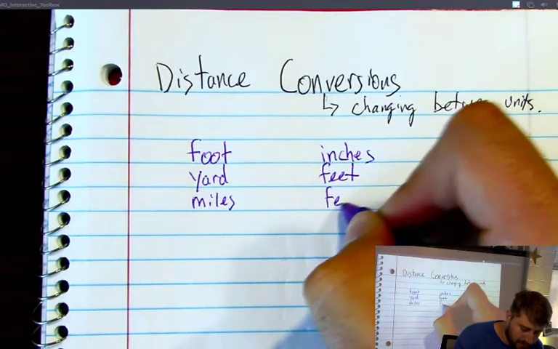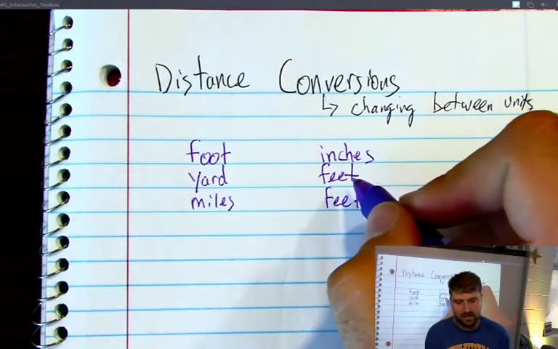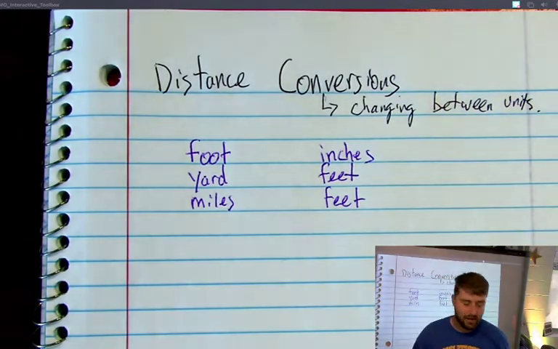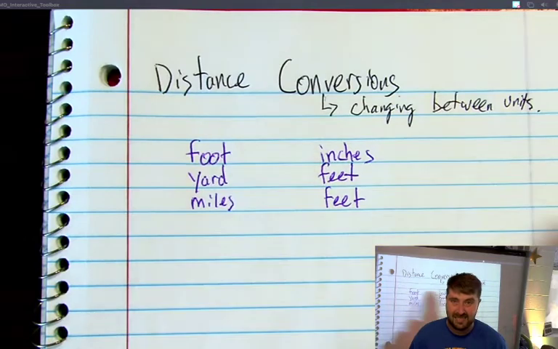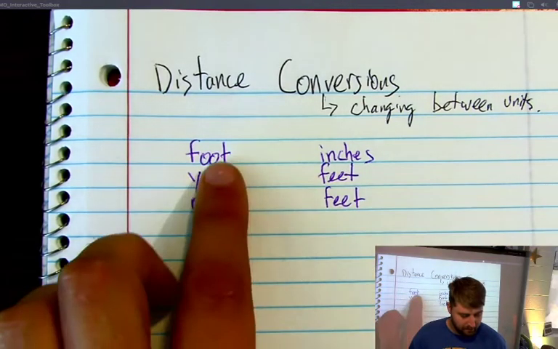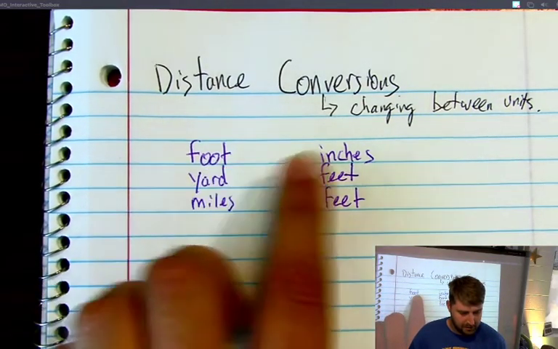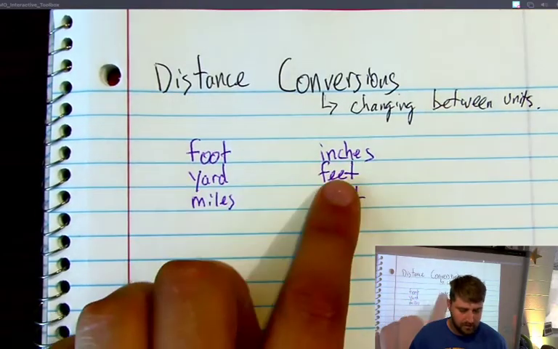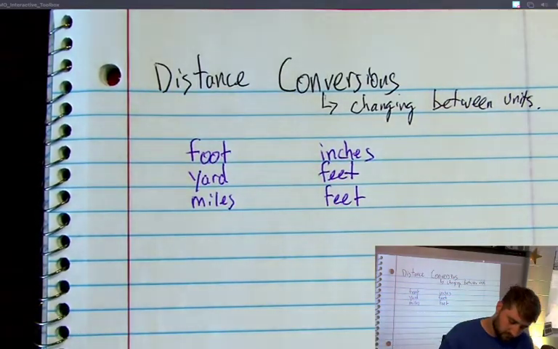And you probably noticed we have foot, and then the plural foot is feet, and feet again. And that's okay. It's totally okay. Because each of these is a pair. We have foot and inches. We have yard and feet. We have miles and feet.